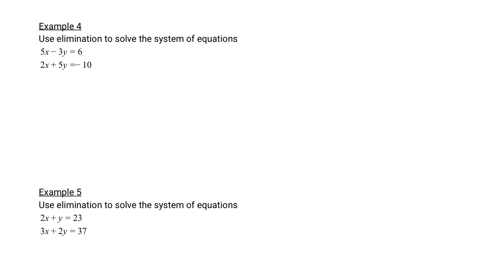Yeah, so it is going to be an interesting experience here. Okay, we're looking for the same variable with the same number in front and opposite signs. So I've got negative 10 and 6. Those are constants. Y is negative 3 and 5. X is 5 and 2.